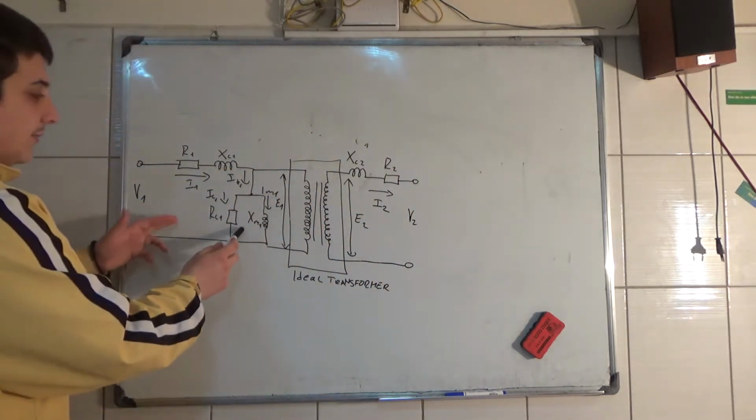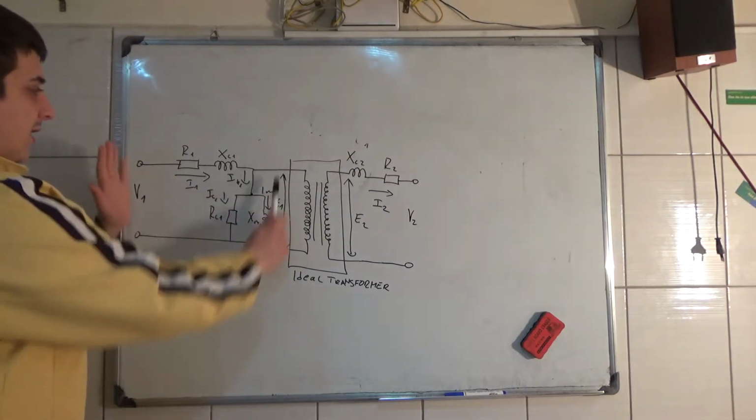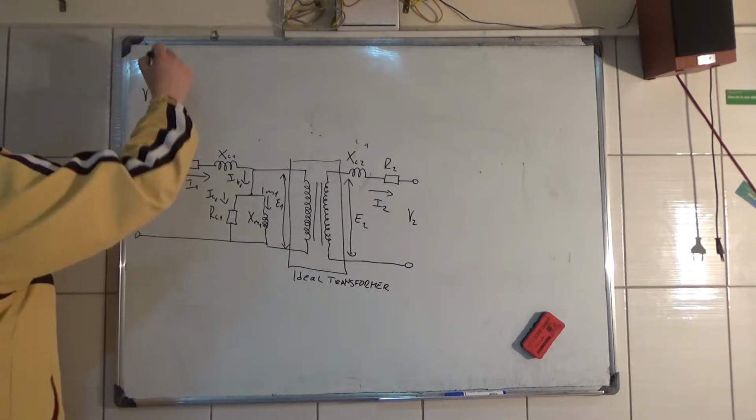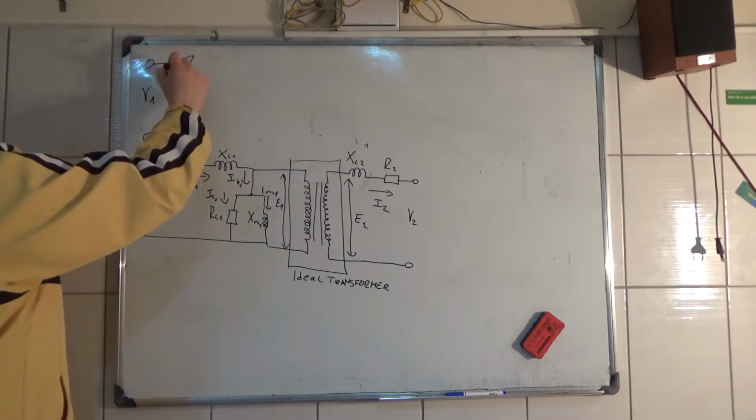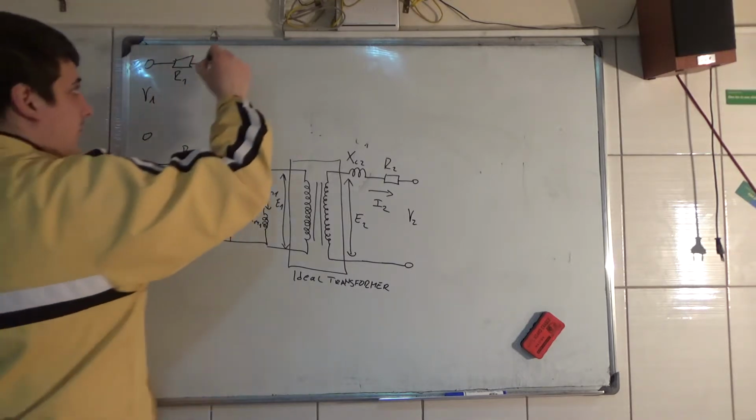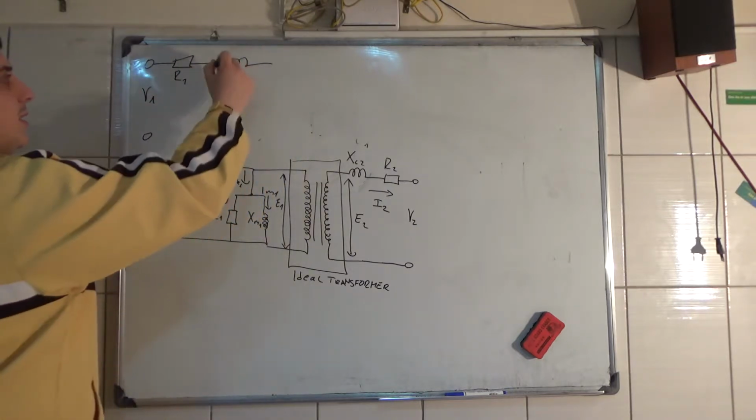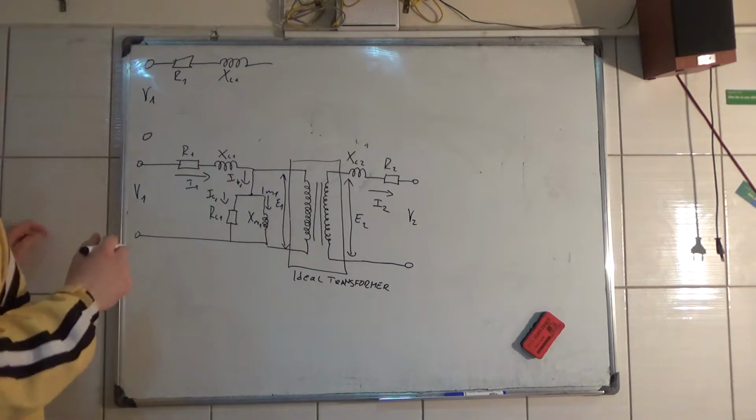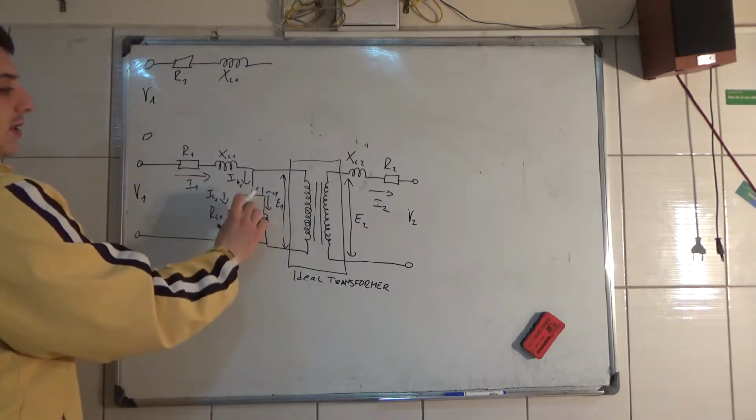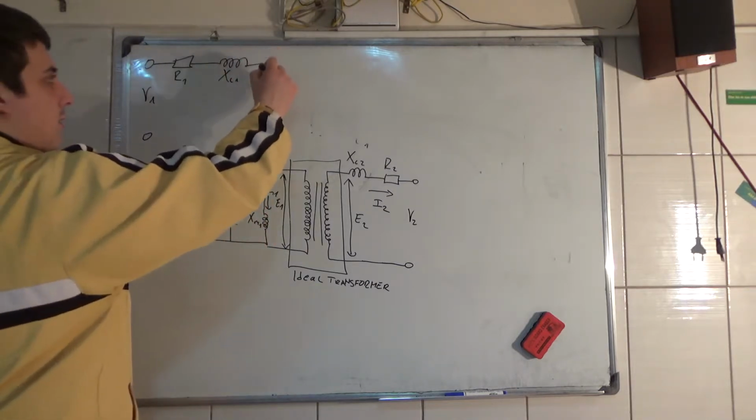I'm just gonna copy this part. So we have V1, we have the resistance of the primary winding, we have the flux leakage reactance on the primary winding. Now we have this here. This is the exciting current parameters.